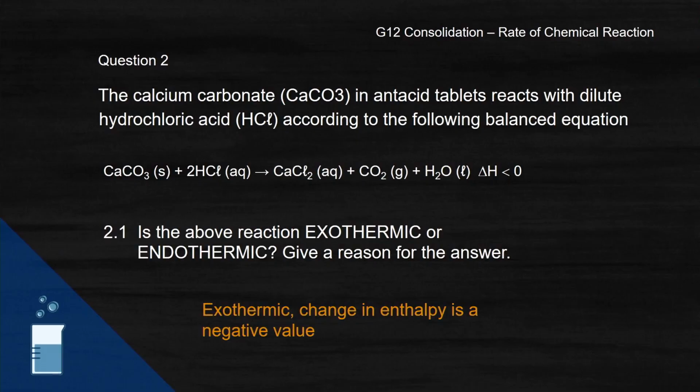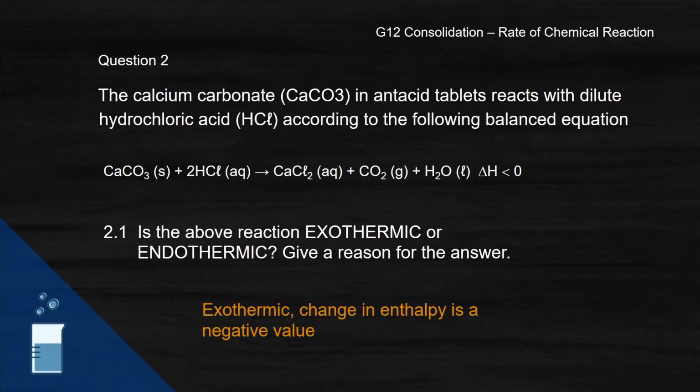Welcome back, grade 12s. We are consolidating rates of chemical reactions, and we're looking at exam type questions that is going to help us just tune our mind to be more precise about how we answer these. This question, question 2, is about antacid tablets. Now, when you have been eating too many slap chips and you get a sore tummy, it means that your stomach is producing too much hydrochloric acid.